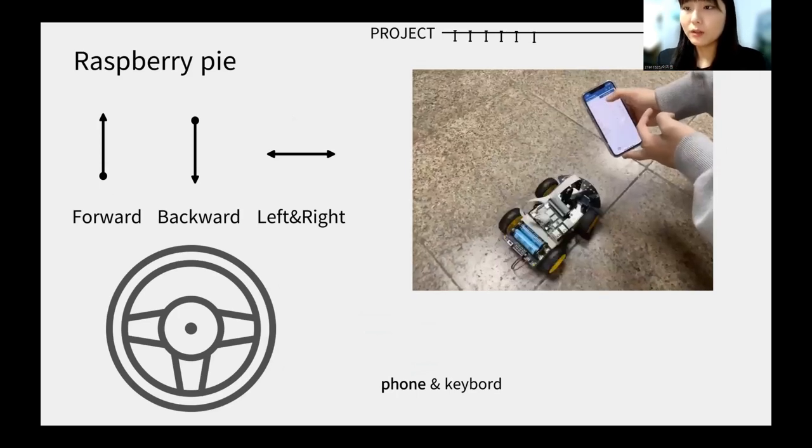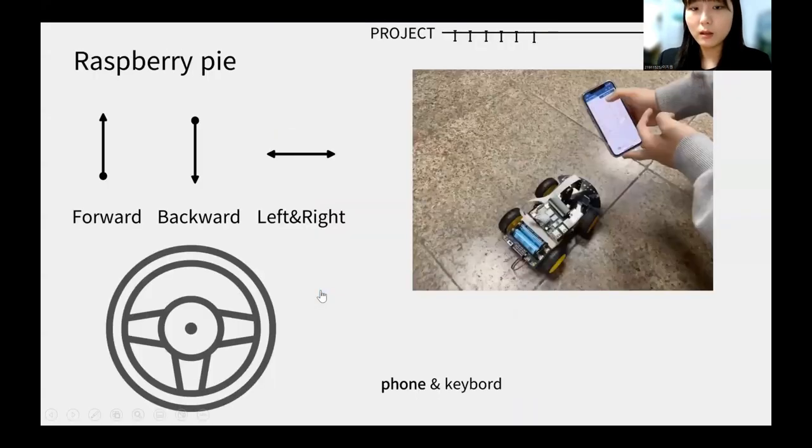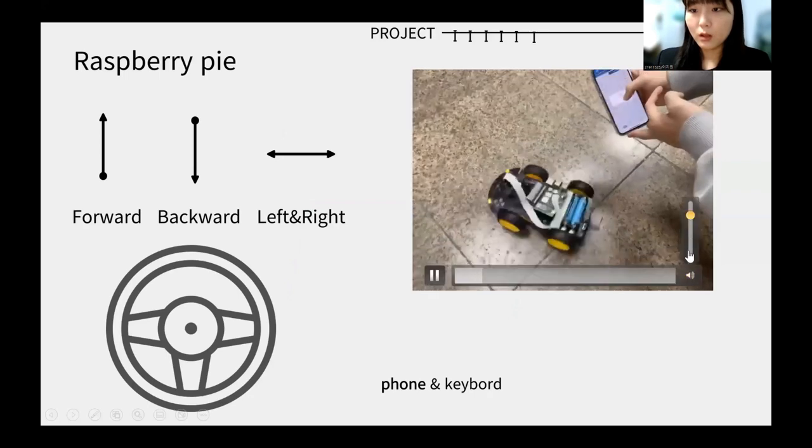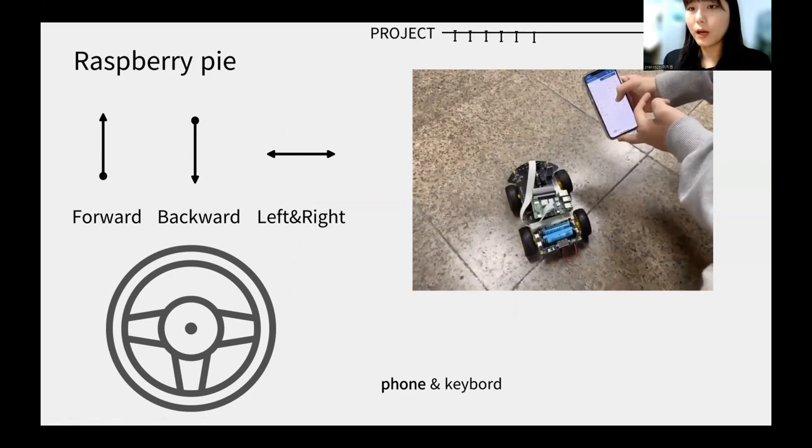From now on, I'll show you about the Raspberry Pi. I learned and practiced basic driving skills such as controlling the car to go forward, backward, left, and right by using the book, and I did it with a keyboard or cell phone. This is the performance video we made. You can see we controlled the car with our cell phone.